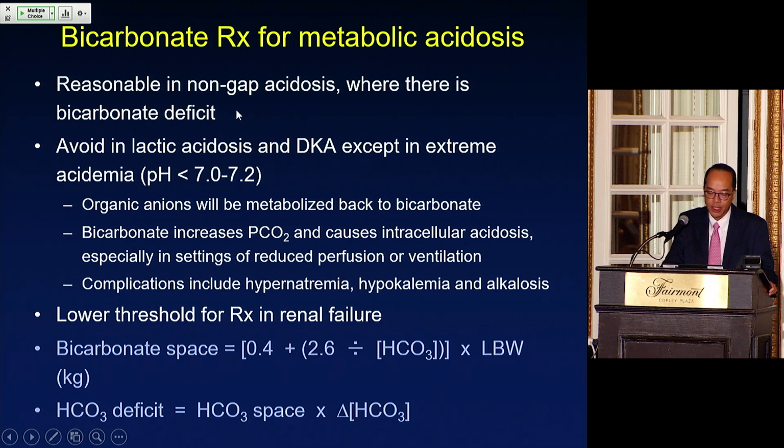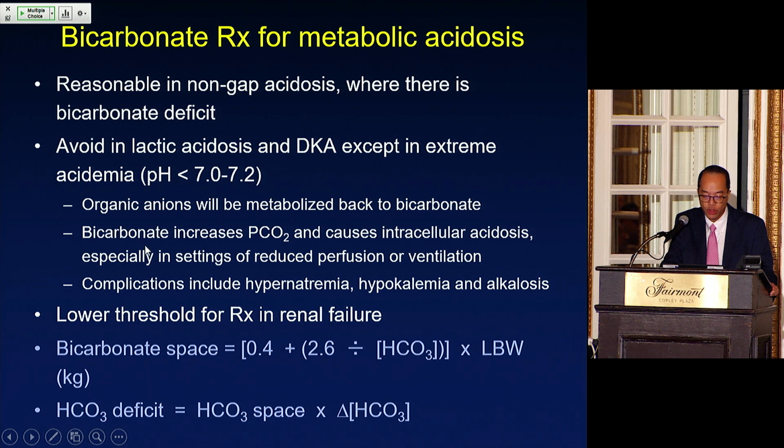In a non-gap acidosis, giving bicarbonate and correcting the acidosis is logical, and everyone accepts that. In an anion-gap acidosis, there's some concern about treating so-called endogenous organic acidoses like lactic acidosis and DKA. There are a couple of concerns with that. One is that the organic anions, particularly in DKA, will eventually, if you correct the underlying cause, get metabolized back to bicarb.